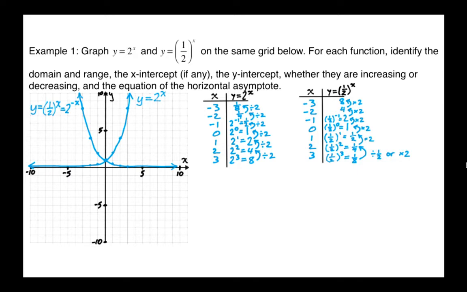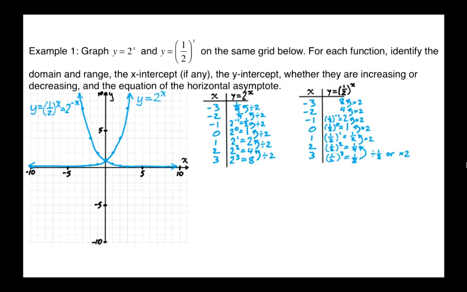So for those of you who haven't put the connection together yet, 1/2 is 2 to the minus 1. So if you have 2 to the minus 1 to the x, what you do with the -1 and the x is you multiply those two exponents, and the overall exponent becomes -x. So we've got 2 to the x and 2 to the -x. These are the two functions.